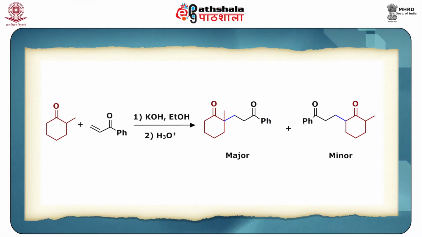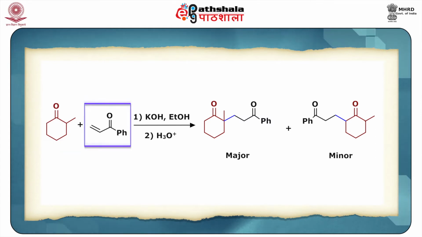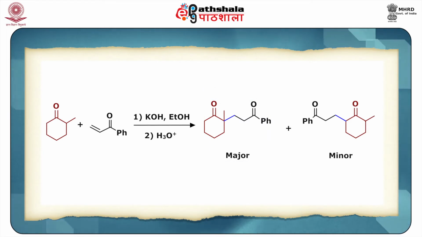Generally, the more substituted alpha carbon of the Michael donor is involved in the addition to avoid further reaction. And you can see in this particular example, when this substituted cyclohexanone is reacted with this conjugated carbonyl where this phenyl group is there, out of these two products the major is this one and the other is minor. So, this is clearly helping one preferential attack over the other.